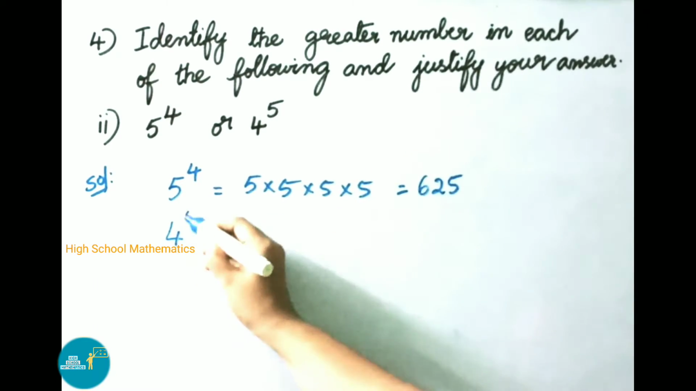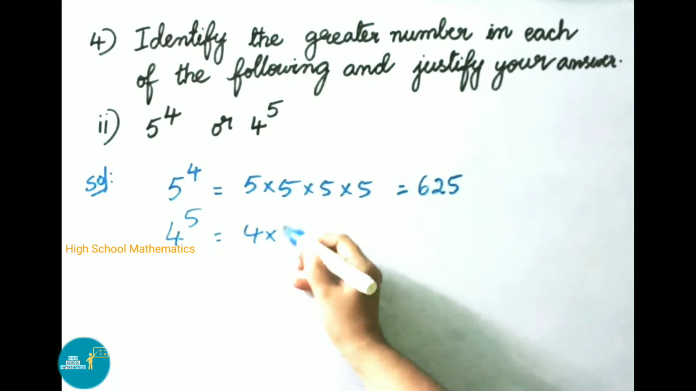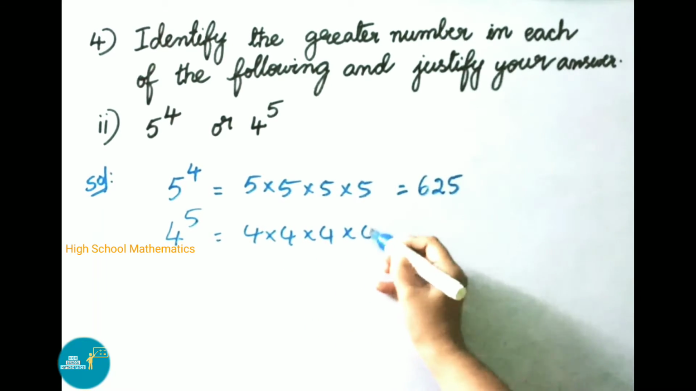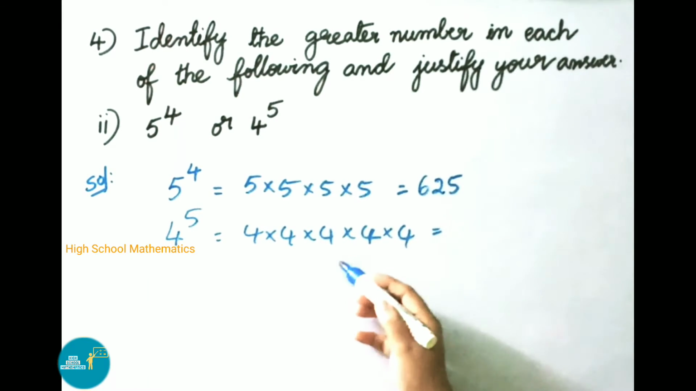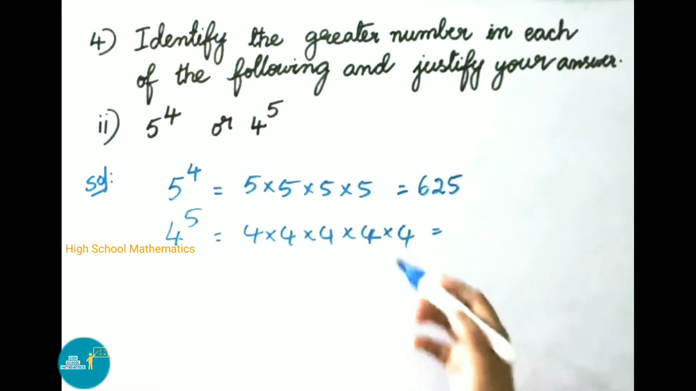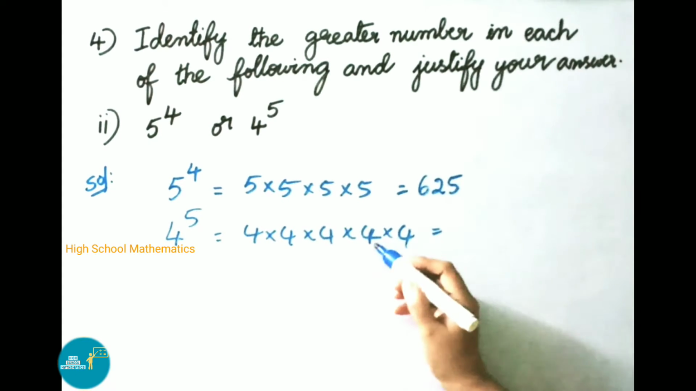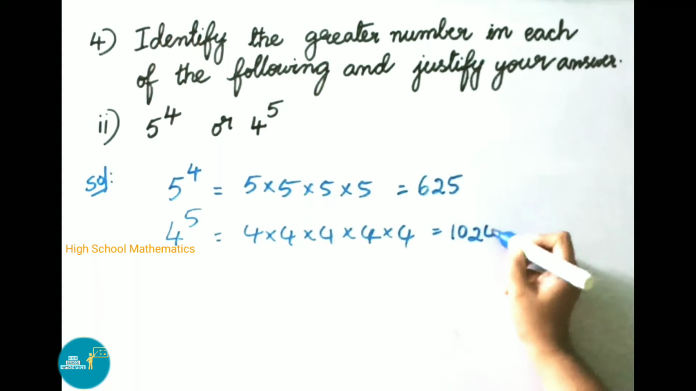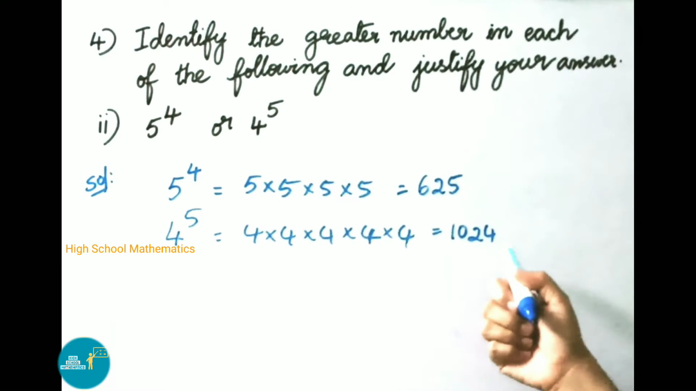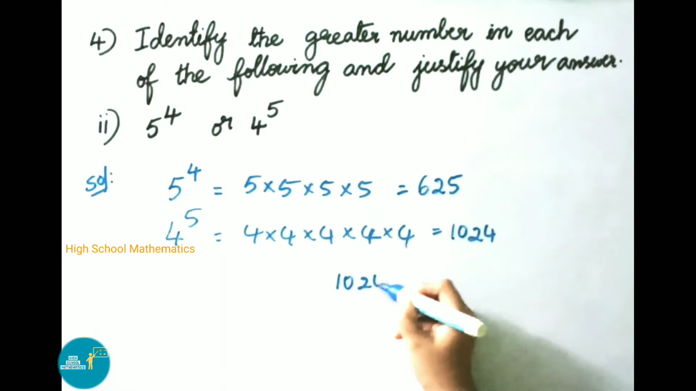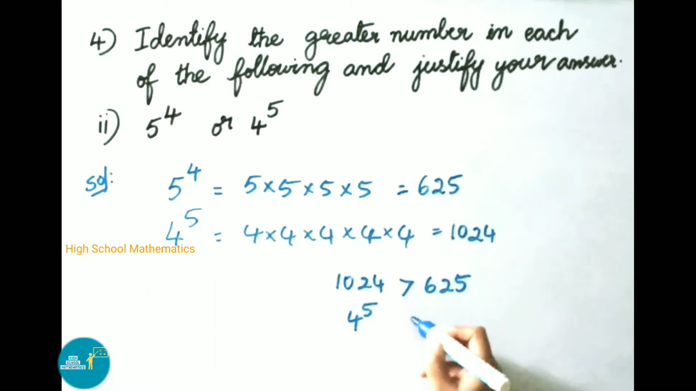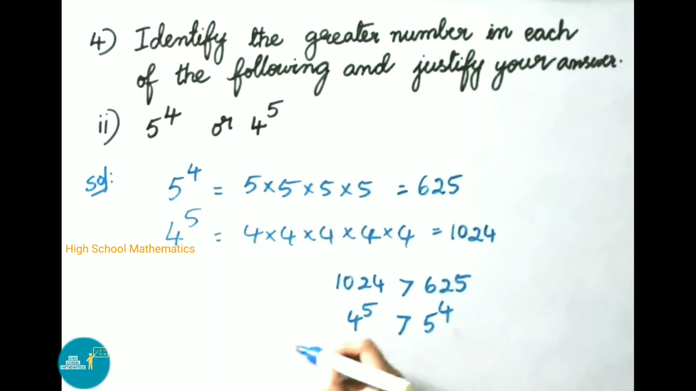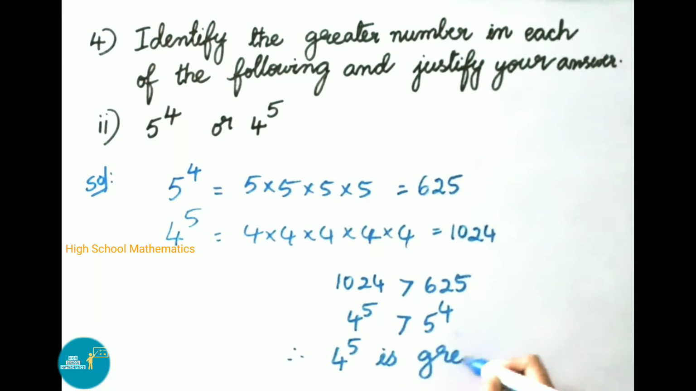The next one is 4 power 5. That equals 4 multiplied 5 times. 4 4s are 16, 16 4s are 64, 64 4s are 256, 256 4s are 1024. Now, among these two, which is greater? 1024 is greater than 625. That is, 4 power 5 is greater than 5 power 4. Therefore, 4 power 5 is greater.